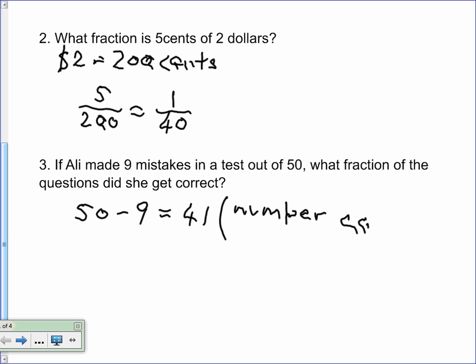Number correct. I'm not sure what is going on here. No, I did already. It doesn't like this side of the board. Number correct.